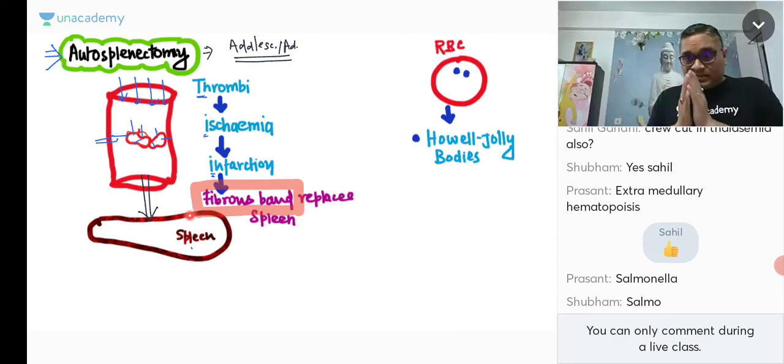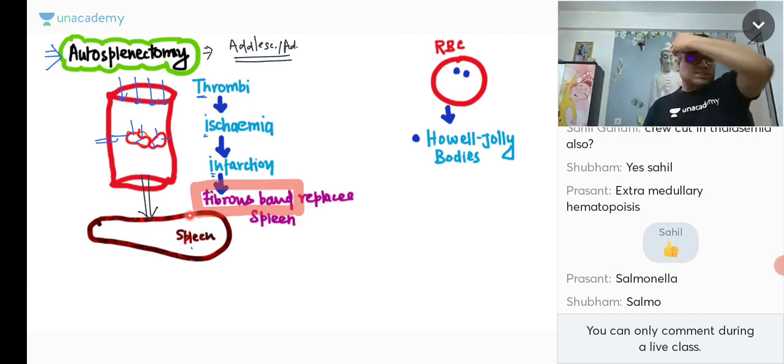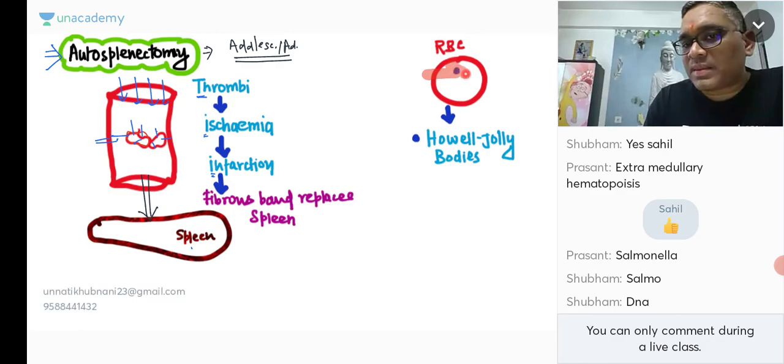Dyserythropoiesis means that erythropoiesis is not normal. Nuclear maturation will be affected, and because of the nuclear maturation defect, some of the RBC will escape from the bone marrow and come to the peripheral blood with the nucleus remnant. You can see here, this is the RBC, and there are nuclear remnants. What is this called? Howell-Jolly bodies.